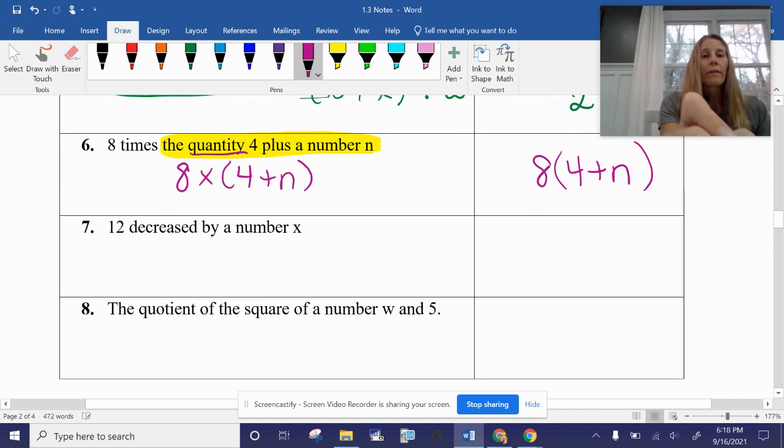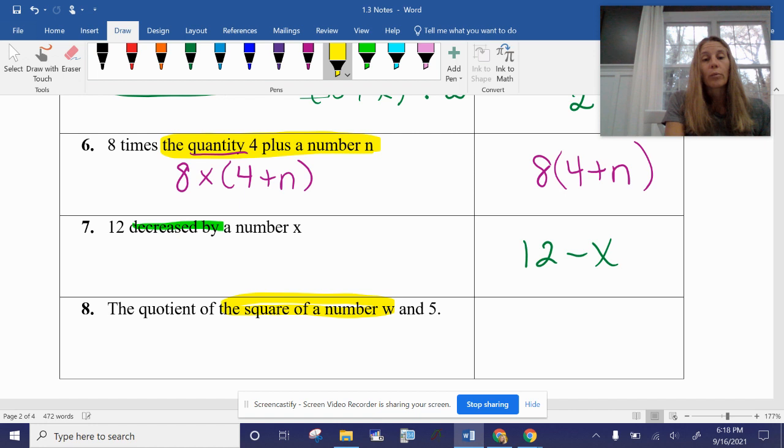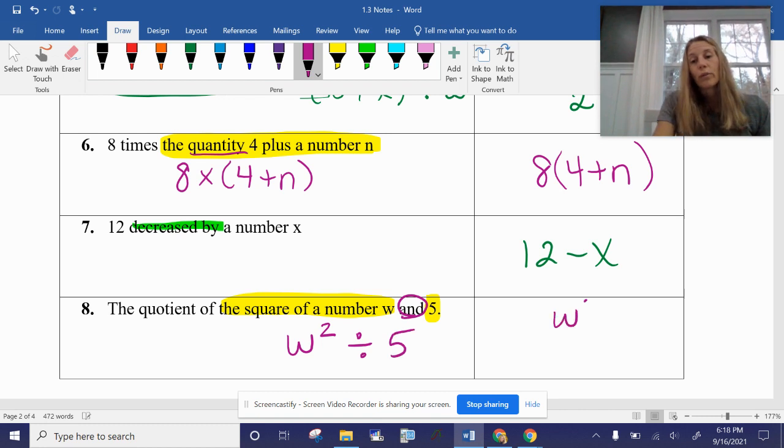Okay, number 7. 12 decreased by a number x. That's just straightforward 12 minus x. And then the last one, the quotient of, so we know we're dividing, the square of a number w and 5. So those are those two things that we're dividing, right? The square of a number w would be w squared divided by 5, but I prefer to write it with the fraction bar like this instead.